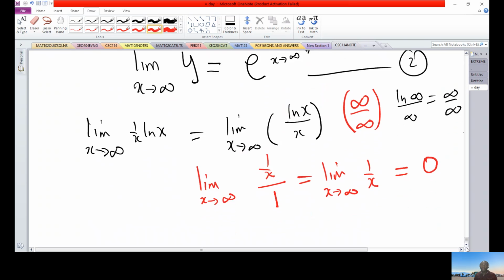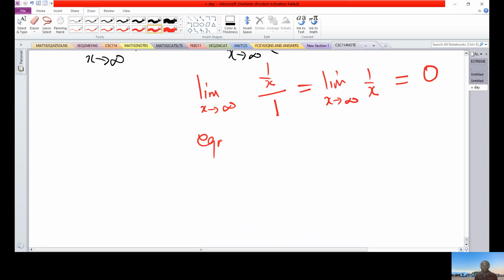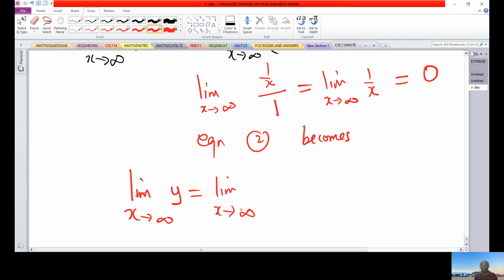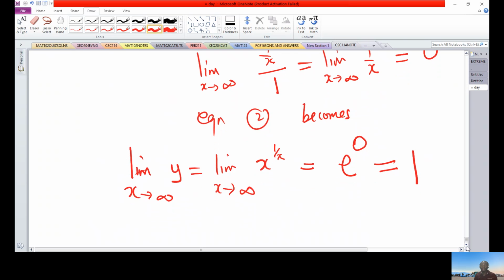So therefore, equation 2 becomes the limit as x approaches infinity of y, which is the same as the limit as x approaches infinity of x raised to the power 1 over x, because that is what was defining y, is the same as e raised to the power of that limit, which is 0. Now e raised to the power 0 is 1. So therefore, the given limit, the value is 1.